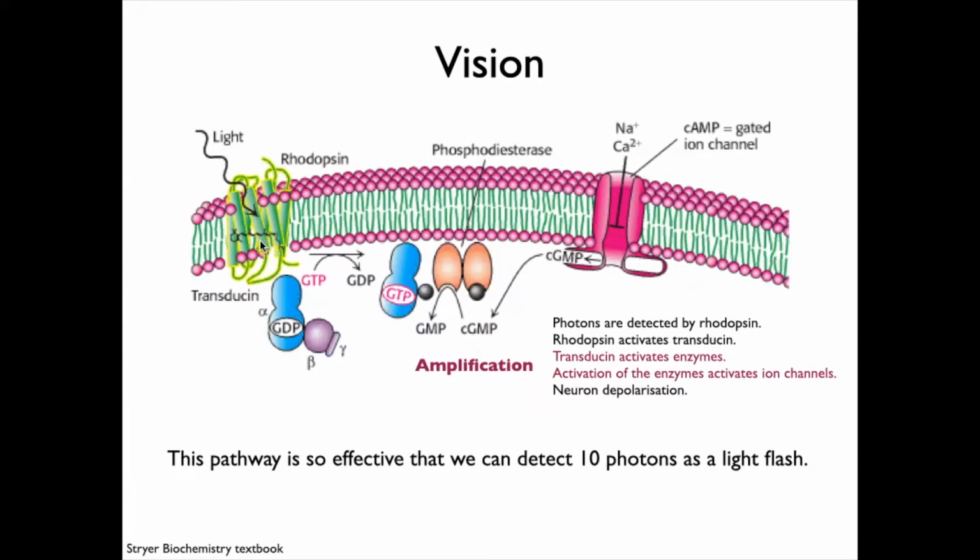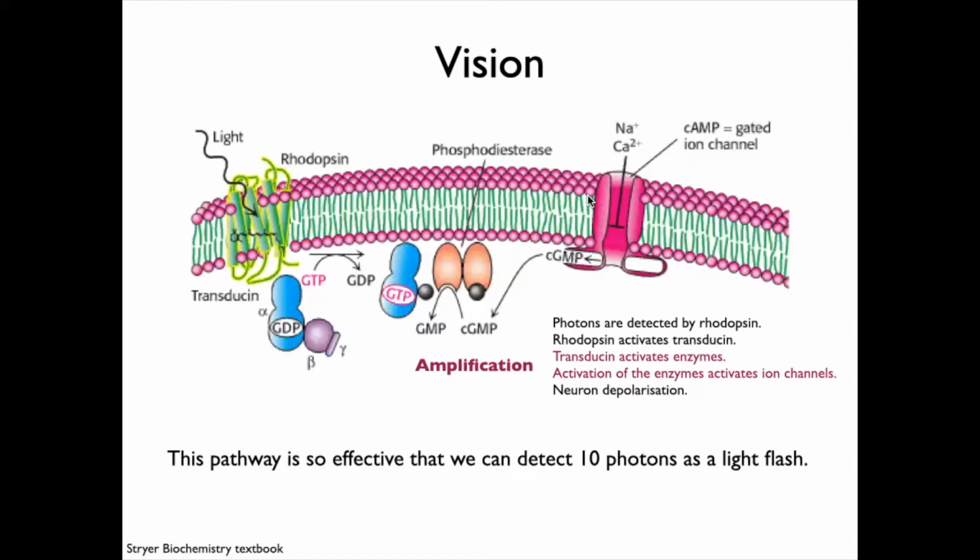Light is detected by this protein called rhodopsin, and then rhodopsin undergoes a conformational change. Then enzymes are activated, lots of enzymes, which in the end lead to opening of certain ion channels, which results in the depolarization of a neuron. There's lots of amplification going on here, so effective that we can actually detect 10 photons as a light flash.